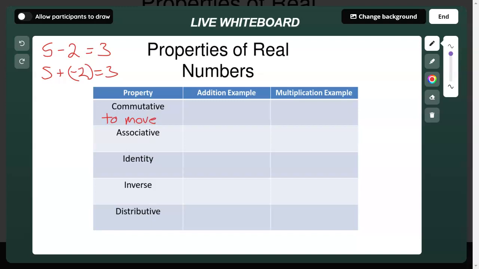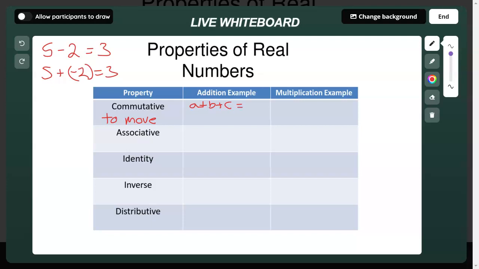Okay, commute means to move. You have a commute to work, a commute to school. You drive there, to move from one place to another. So the commutative property of addition says, hey, let's go ahead and move these numbers around, and it's not going to make a difference. So if I have real numbers, A plus B plus C, I can move those around, and the addition or the sum is going to be the same.